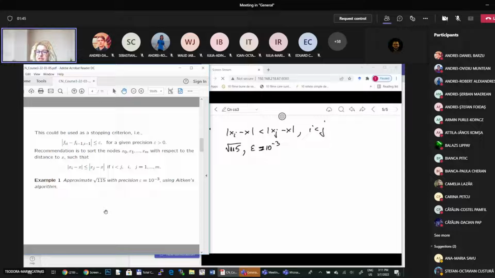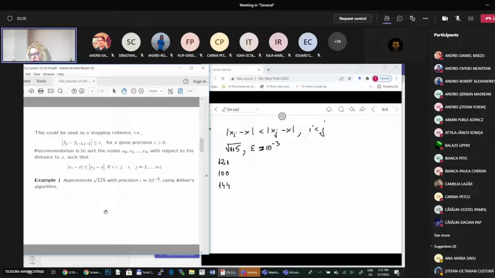Square root of 115. So please tell me which are the nodes, the points that are considered. 121. Right. 100. Right. 144. Good. It's enough. So you have given the points in the right order. It's not okay to take 100 and then 121 and then 144. So not in ascending order, but in this order, sorted with respect to distance to 115.